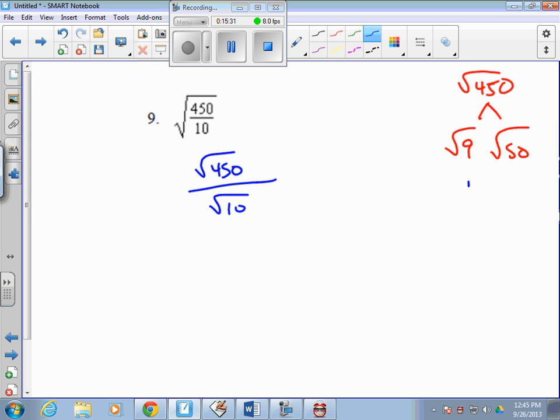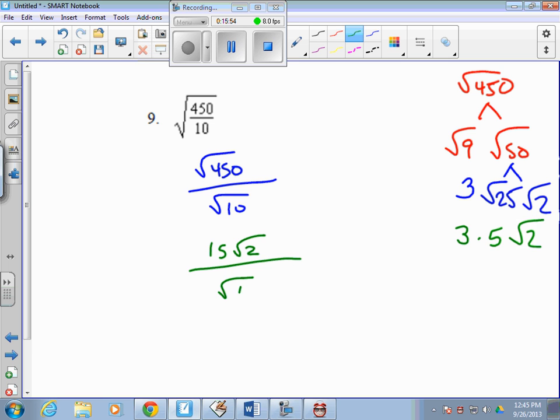When you break the square root of 9 down, you get 3 times the square root of 50, which we know we can break up into the square root of 25, that's another perfect square, times the square root of 2. So you have 3. The square root of 25 is 5. So 3 times 5 times the square root of 2, or 15 at the top times the square root of 2 over the square root of 10.